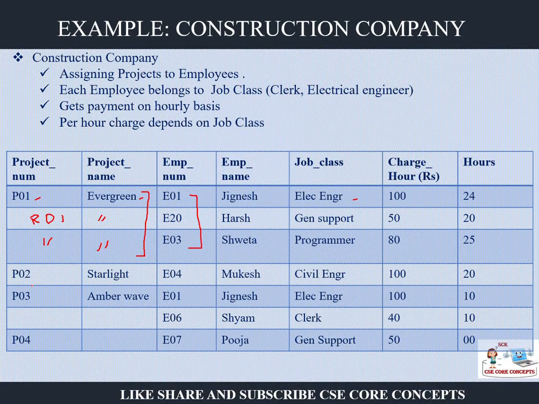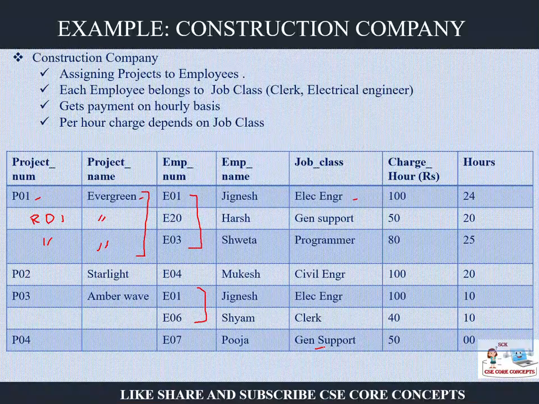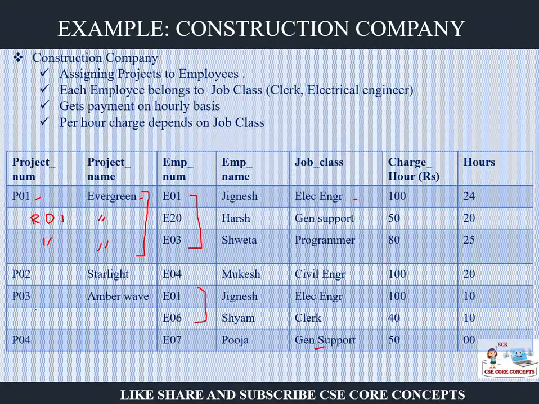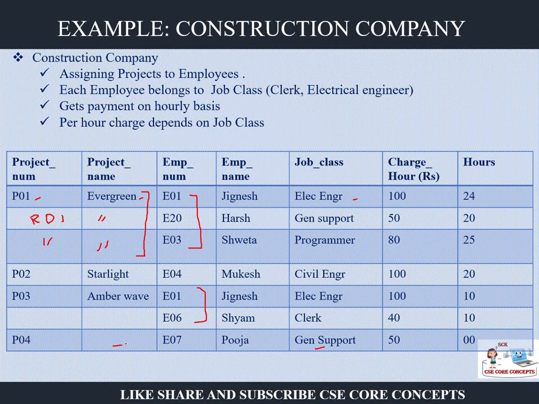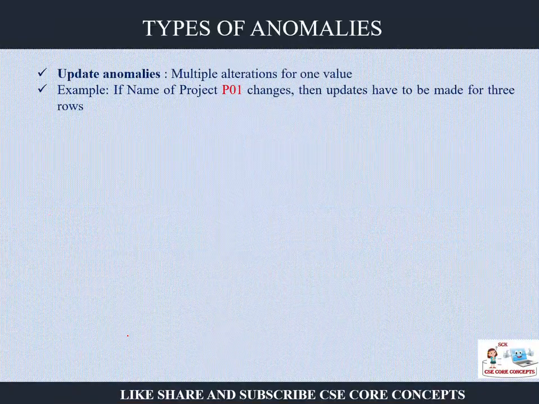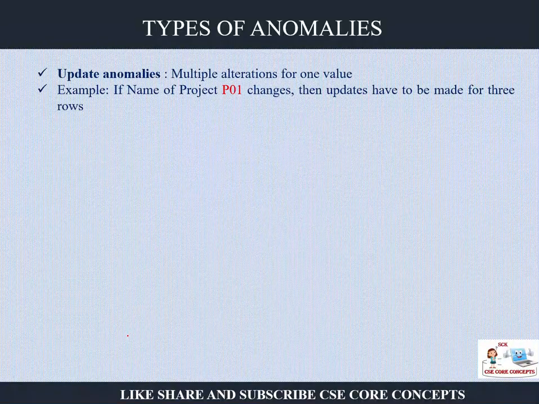Second is project 2, Starlight. Only one employee is working, a civil engineer, and this is his rate. For project 3, there are again two employees, E01 and E06. One is an electrical engineer and one is a clerk. For project 4, the employee does not belong to any particular project, as she is a general support for administrative work. So sometimes the data gets repeated and sometimes the entries are left blank if the employee does not belong to any project. This creates anomalies in the database.